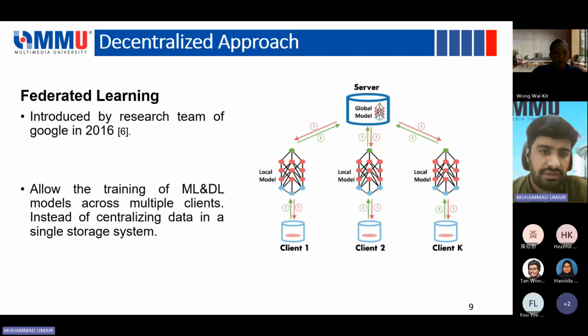It created a need of a decentralized approach. So in decentralized approach, federated learning was the most common one, which was introduced back in 2016 by a team of Google. As we can see in the figure, the workflow of federated learning is that we have multiple clients, or multiple users, where they have their own data set on their devices, and then using the server, the local model can be sent to the client side, and it can be trained on the end user side.